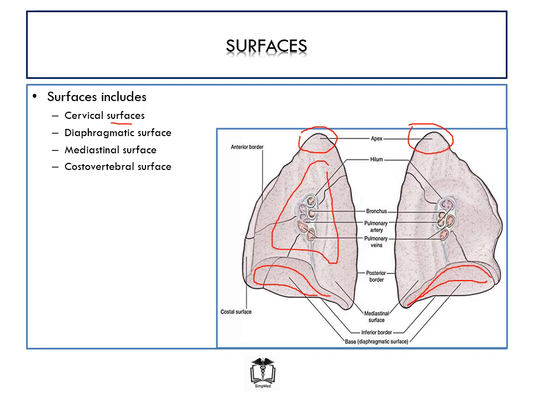Then finally, we have the costovertebral surface. The costovertebral surface is the part that is surrounded by ribs and vertebrae, and that's the area not necessarily shown here, but that's the area that I'm outlining in this particular image.